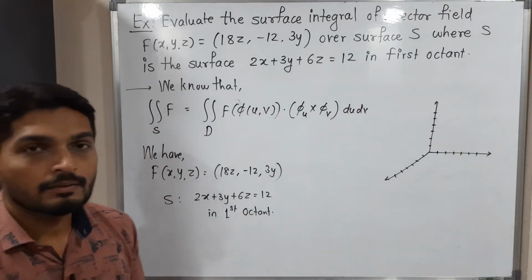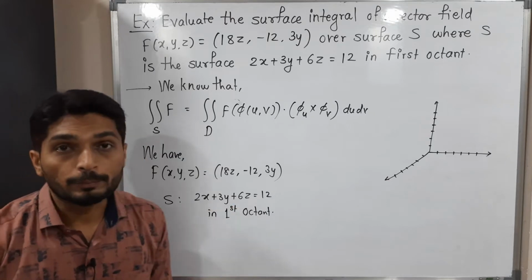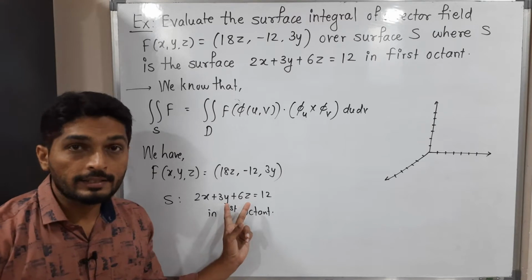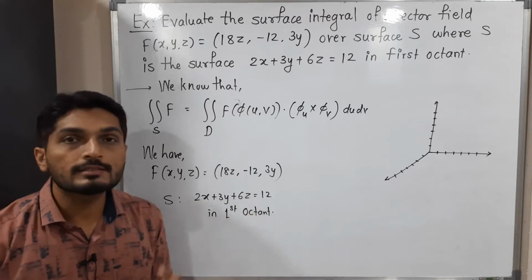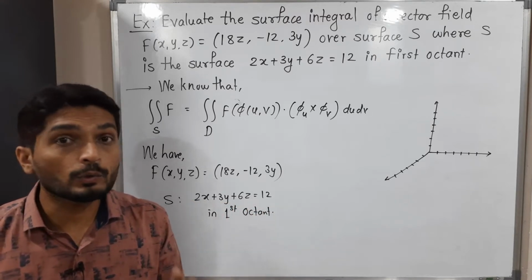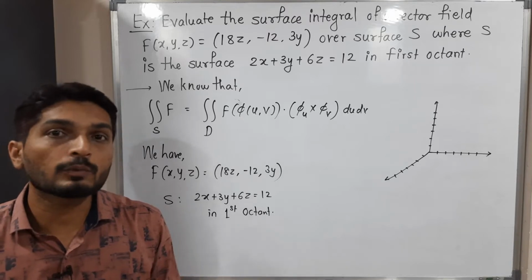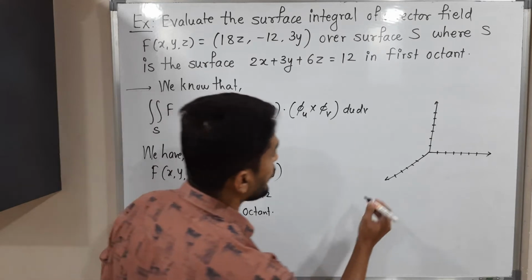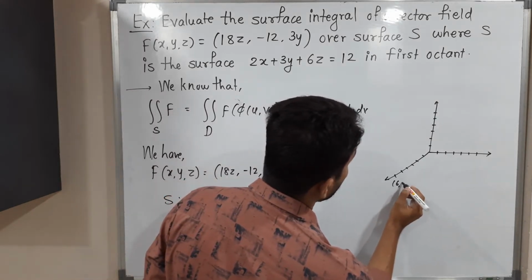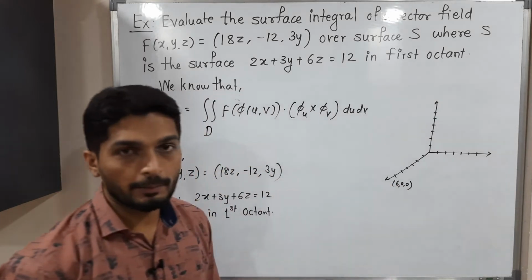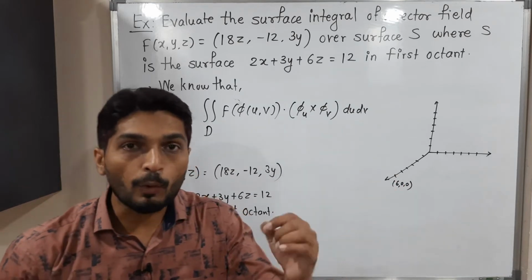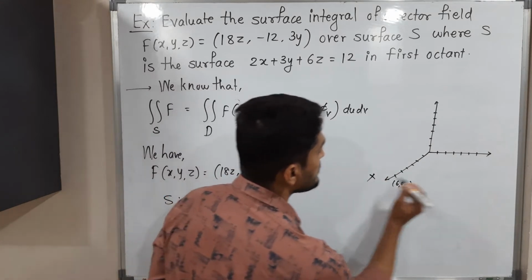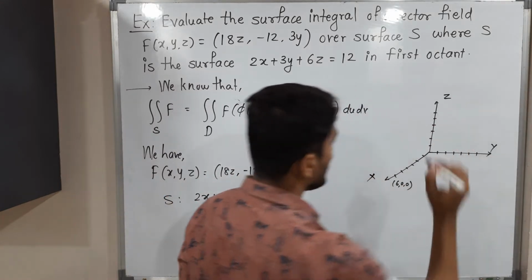So let us see what I am going to do. I am going to put y and z as 0. If I put y and z as 0, you will have 2x is equal to 12. That means x is equal to 6. So that plane cuts the x-axis at the point (6, 0, 0). After that we want the point of intersection of that plane with the y-axis.